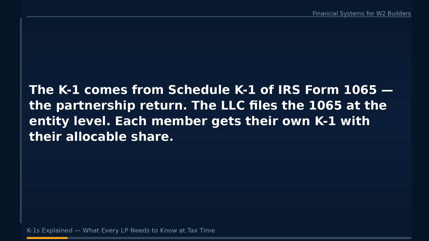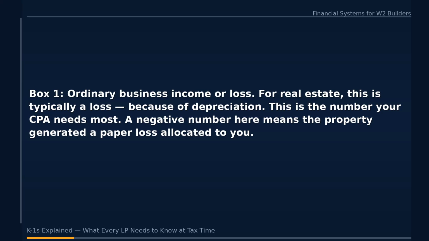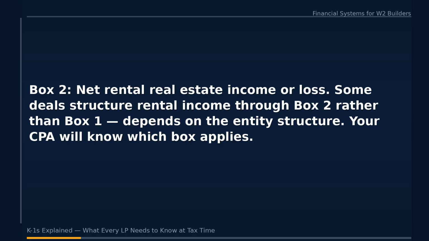Box 1, Ordinary Business Income or Loss. For real estate, this is typically a loss, because of depreciation. This is the number your CPA needs most. A negative number here means the property generated a paper loss allocated to you. Box 2, Net Rental Real Estate Income or Loss. Some deals structure rental income through Box 2 rather than Box 1, depending on the entity structure. Your CPA will know which box applies.